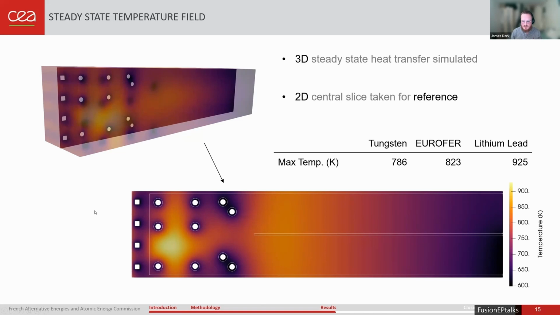And in this steady state simulation, we have maximum temperatures of about 786 Kelvin in our tungsten, 823 in our urethane, and about 925 Kelvin in our liquid lithium breeder. So this is our steady state temperature field.